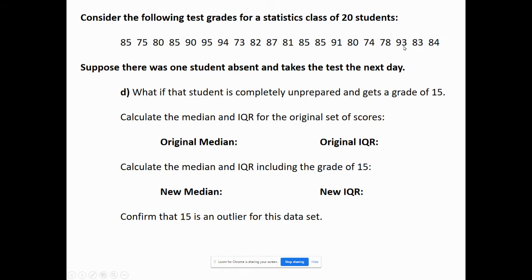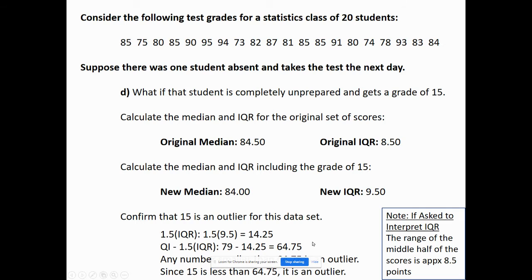Okay, go back to your L1, put in a 15, calculate the new median, new IQR. And then they're also asking us to confirm that that is an outlier, and we'll get to that in a moment. So the original median, the original IQR, new median, new IQR. Okay, confirm that 15 is an outlier for this data set.